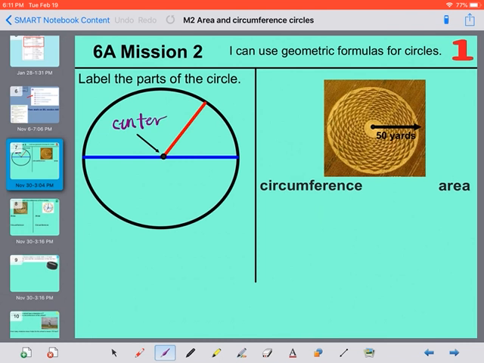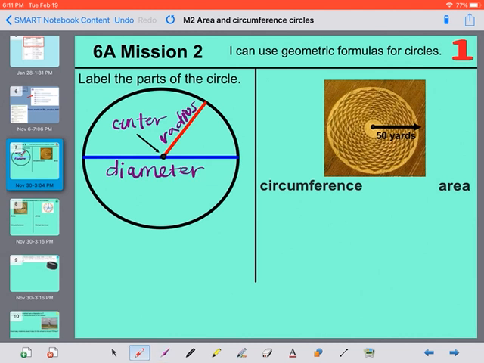And this red line that I have here, this is the short one. We call this the radius, the distance to the center of the circle. And then the long one all the way across the blue one, we call that the diameter.